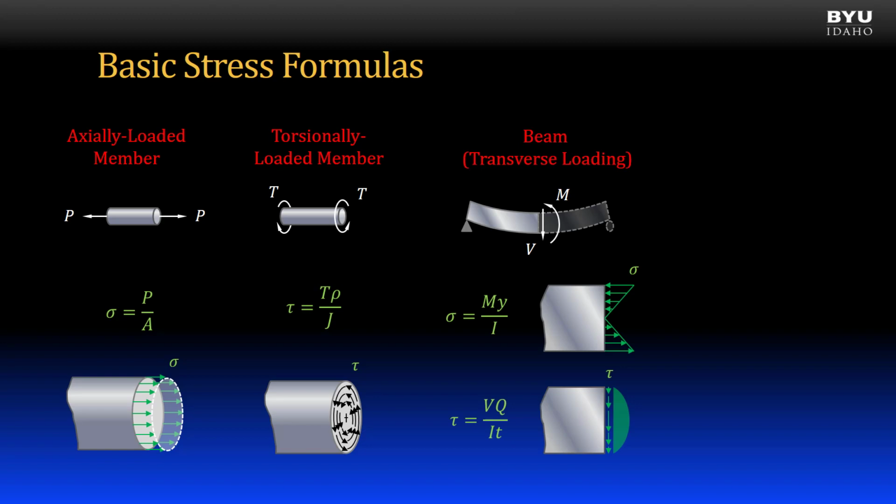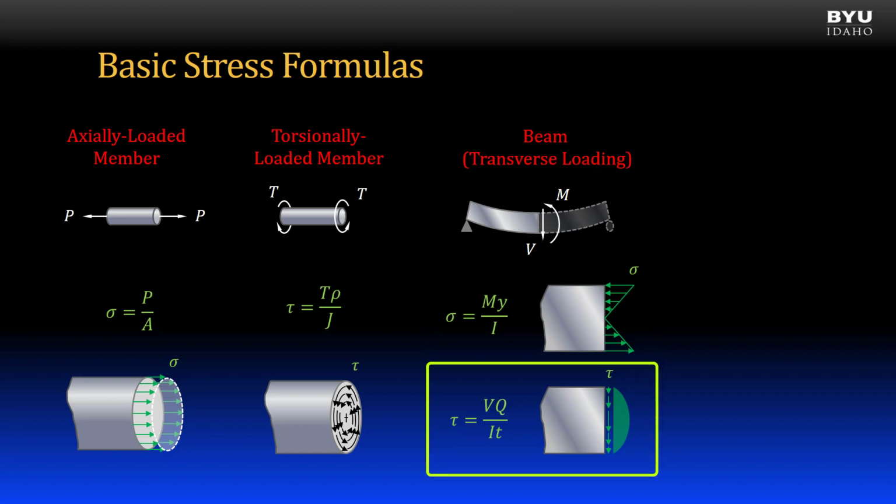For members subjected to transverse loading, also known as beams, two internal reactions develop: an internal moment and an internal shear force. The moment causes normal stress on the cross-section, using the equation shown. On the neutral axis, which passes through the centroid of the cross-section, the normal stress is zero. It increases with distance from the neutral axis. On one side of the neutral axis, the surface feels compression. On the other side, it experiences tension. Which side is which depends on the direction of the moment.